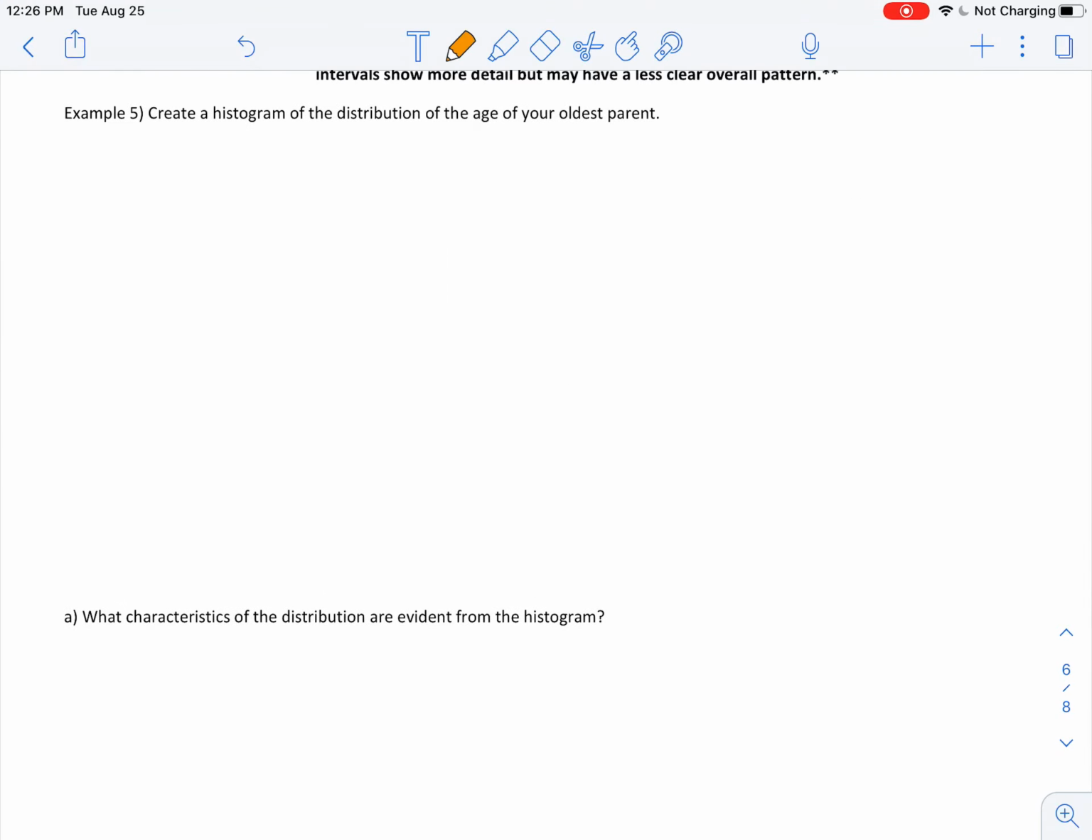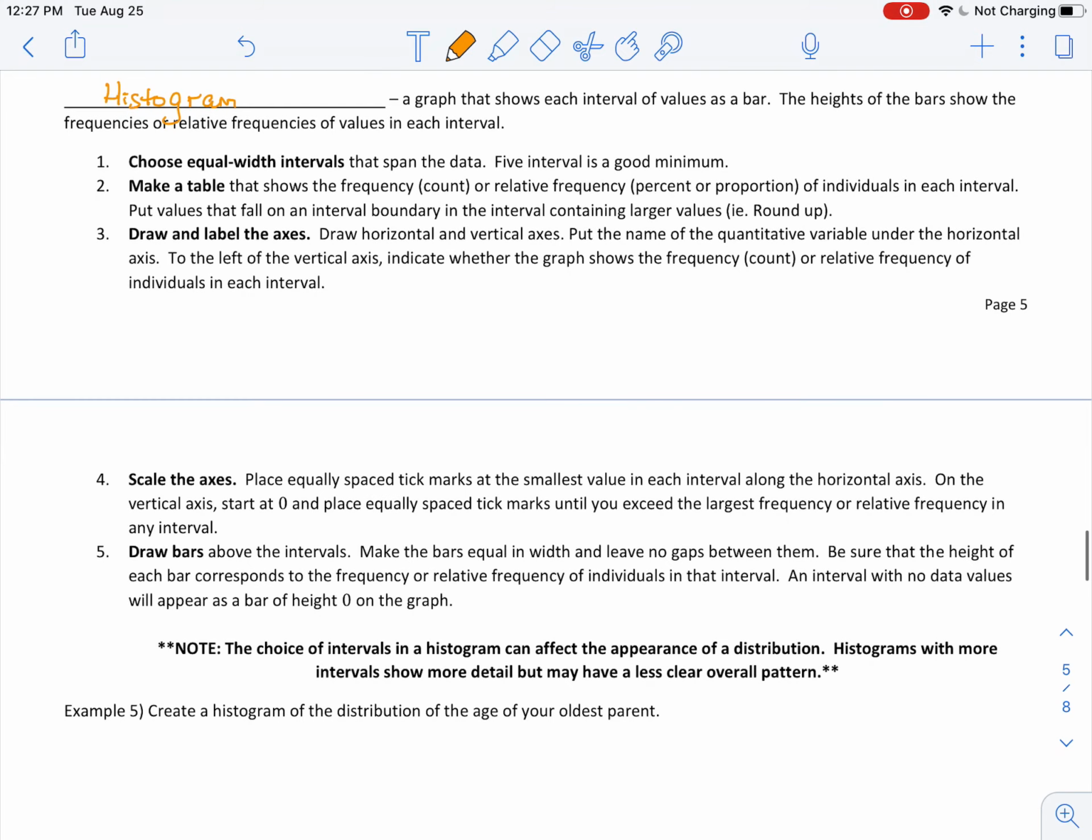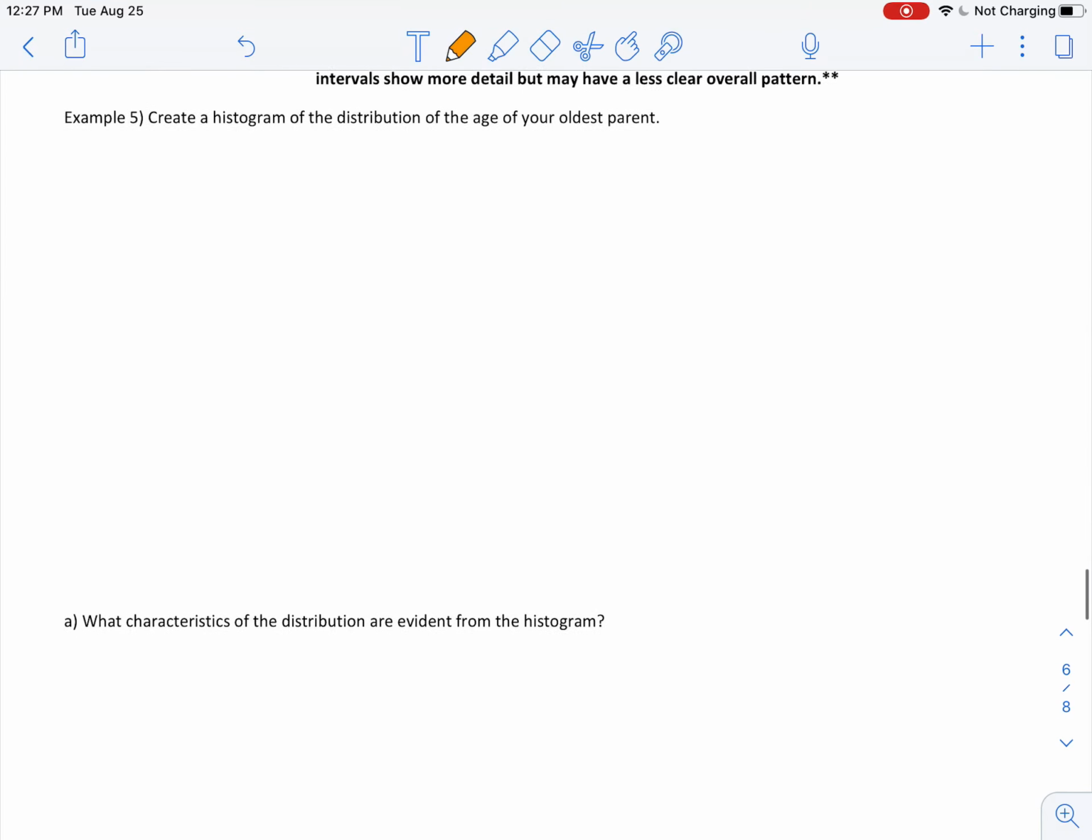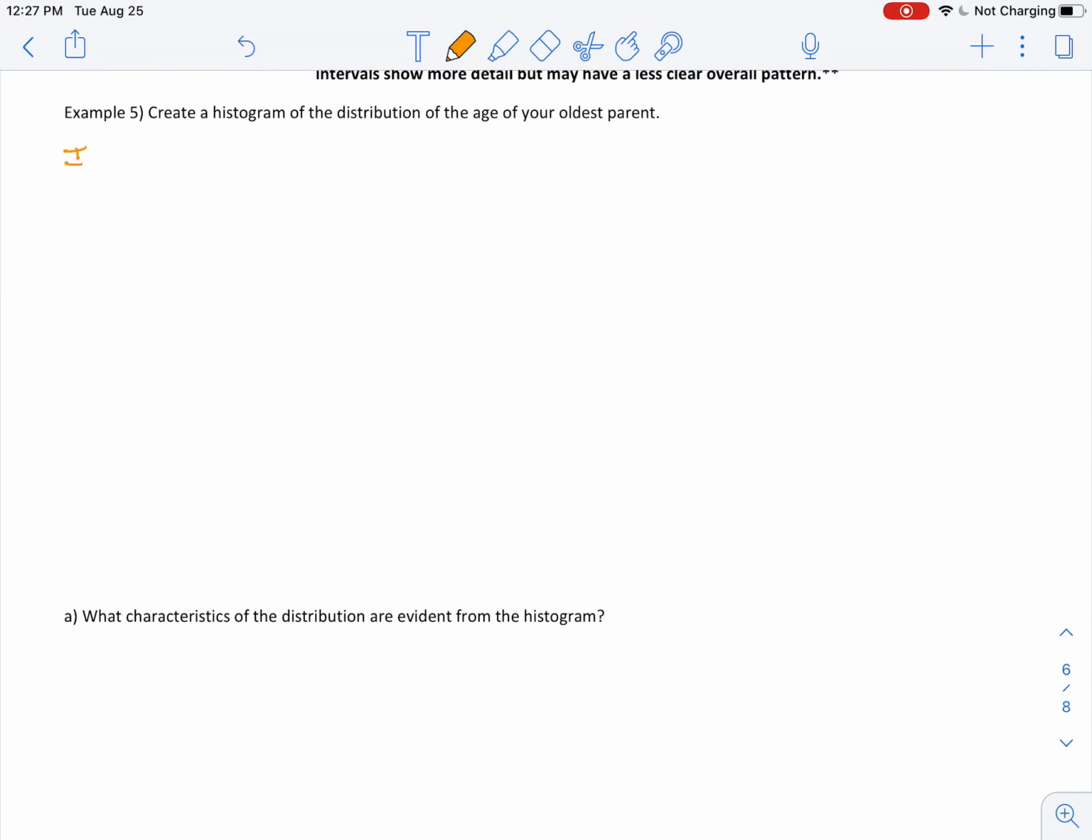So I'm going to go to page 6. There's space for example 5 to create this histogram. So first thing I've got to do is actually create the table, this distribution. I'm going to label one part my interval, and the other part is going to be the frequency. So I'm just going to make a little table. Now, the youngest parent was 37. So I'm just going to put 37.